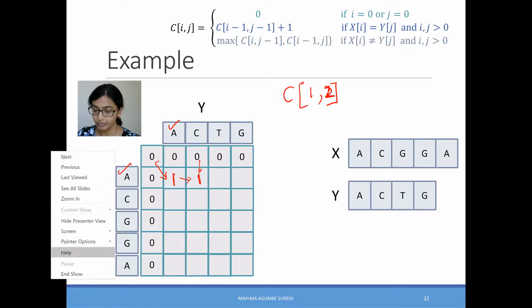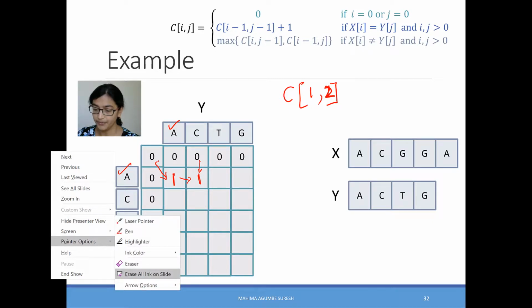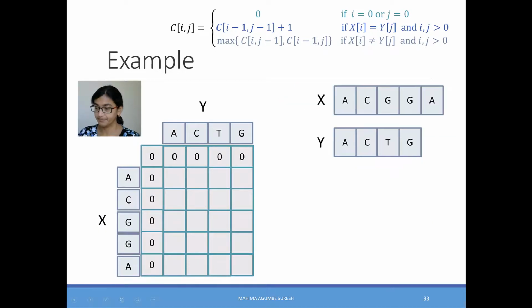So going through the animation, we can see that we add 1 here all the way to the end because we didn't find any other A's there. And then when we look at the C row, the first one becomes 1 because x of 2 and y of 1 are not the same.